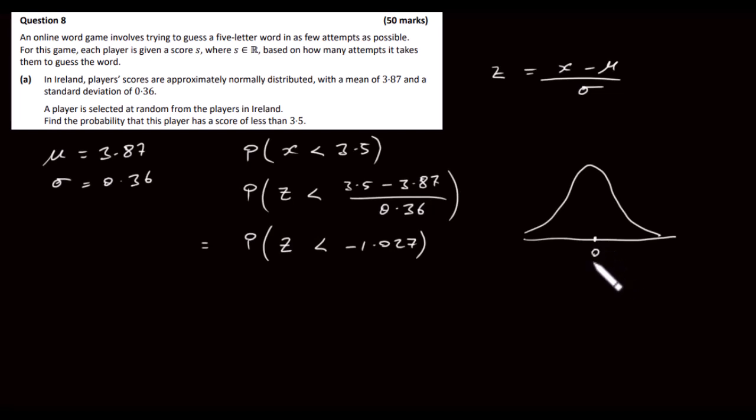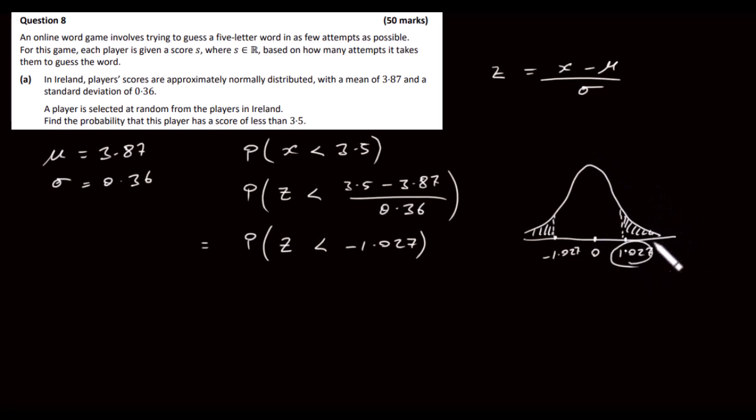So if you look at your standard normal curve, it's going to look something like this. 0 is here. We have a z-score, a standard deviation below the mean of minus 1.027. So we're looking for this area here, the probability of appearing in this part of the curve. Now our tables won't allow us to look up negative numbers, only positive numbers. So we're going to have to look at 1.027, because these two areas are the same, the graph is symmetrical.